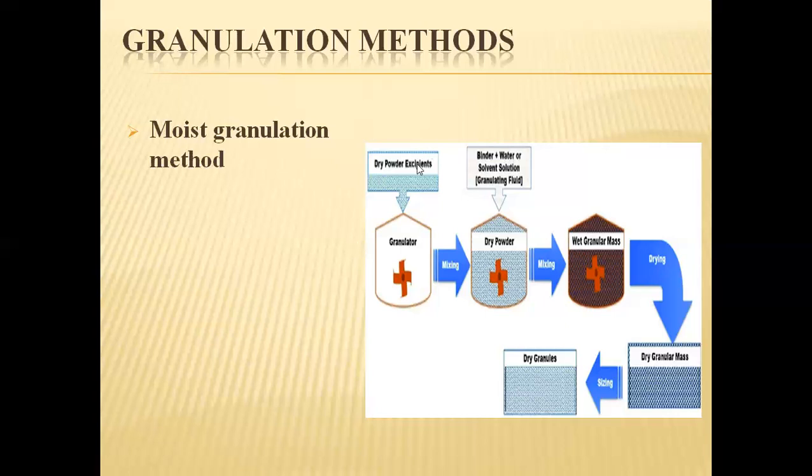Here, as this schematic diagram indicates, dry powder excipients are given into the granulator, then they are mixed, binder solution is poured into it, and it is mixed with the dry powder. Once the mixing is over, it is forming a wet granular mass which is subjected to drying after sieving or after passing through a sieve. Then it is forming a dry granular mass after drying, and then after sizing or after passing through again sieve number 20, it is forming dry granules.